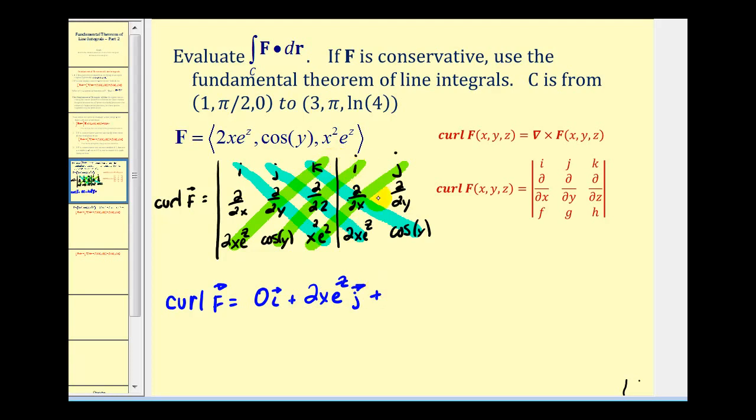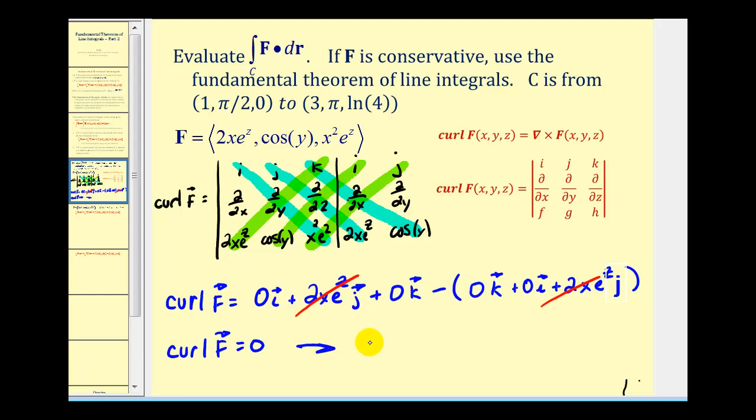plus the partial derivative of cosine y with respect to x, that would be 0, minus the product of the green diagonal. So here we'll have the partial derivative of 2x e to the z with respect to y, that's going to be 0. Here we'll have the partial derivative of cosine y with respect to z, that's also going to be 0. And then here we have the partial derivative of x squared e to the z with respect to x, that's going to be 2x e to the z. So the curl is equal to 0, which tells us that the vector field is conservative.